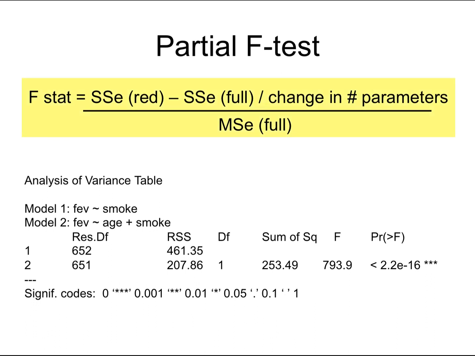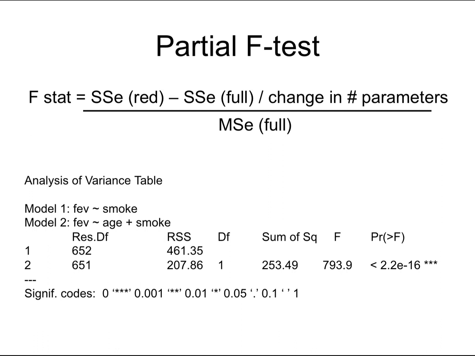This is the formula used to calculate the F statistic for the partial f-test. The F statistic is the sum of squared error of the reduced model minus the sum of squared error of the full model, divided by the change in the parameters, or the change in the number of coefficients or slopes in your model, over the mean squared error of the full model. As a rough guide, with an F statistic over 4, we can reject the null hypothesis.